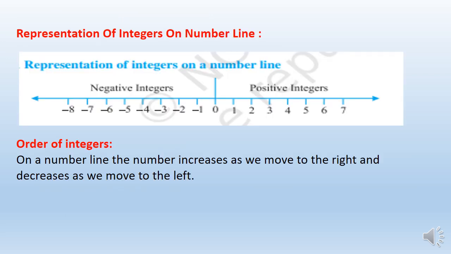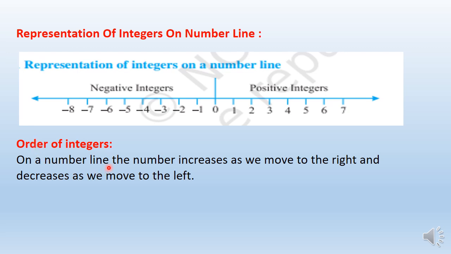Representation of integers on the number line. Representation of integers, as we know, will start from 0. We'll place 0 at the middle. To the right of that are 1, 2, 3, 4, these are positive integers, and to the left of that are -1, -2, -3, they are negative integers.